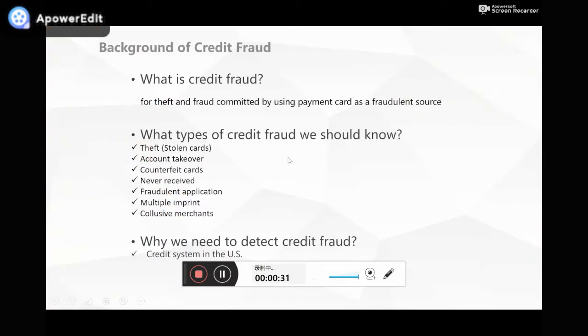For the background, what is credit fraud? Credit fraud is a wide-ranging term. It's theft and fraud committed by using payment cards as a fraudulent source of funds in a transaction. It's a complex problem widely faced by all financial corporations and companies with credit systems. We usually have types of credit fraud like theft, account takeover, counterfeit cards, never received cards, and so on. This is a common problem we face in real life, and you will sometimes receive a phone call or get a message from the bank asking, did you recently make a purchase at such and such? This is the kind of thing banks do for credit fraud detection. It's widely used in current credit systems, and it's important for banks to help us know our funding security.